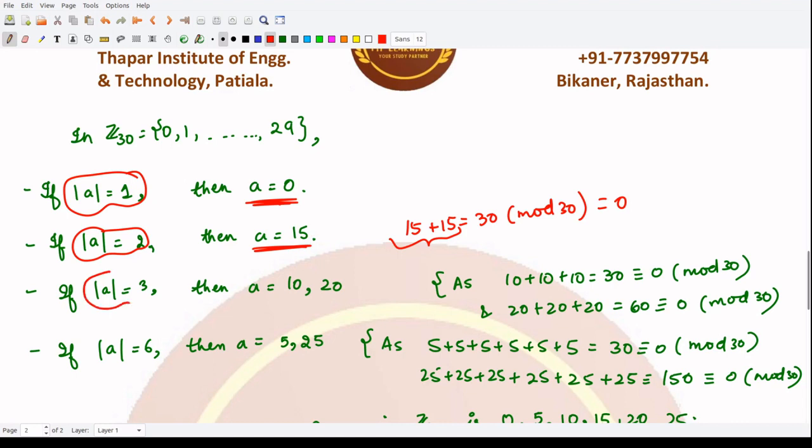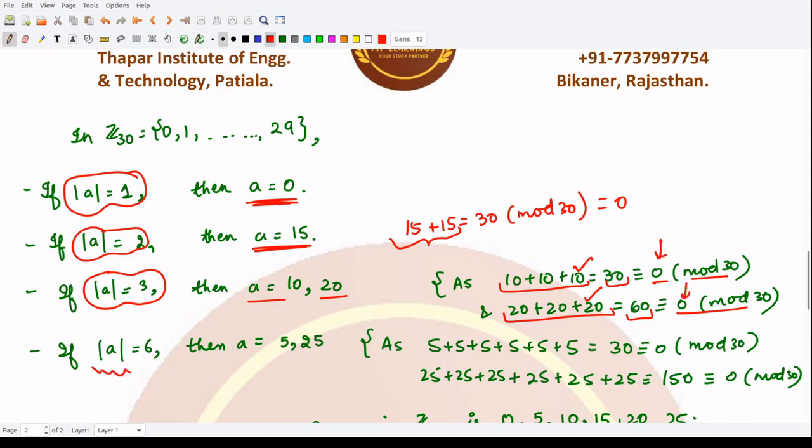Similarly, if the order of the element is 3, then the elements are 10 and 20. Why? Because when you add 10 three times, you get 30, and 30 mod 30 is 0. And when you add 20 to itself 3 times, it is 60, and it is equal to 0 mod 30. So both 10 and 20 have order 3 in this case. Why? Because you do not have a lower order such that it gives you the identity 0, correct?